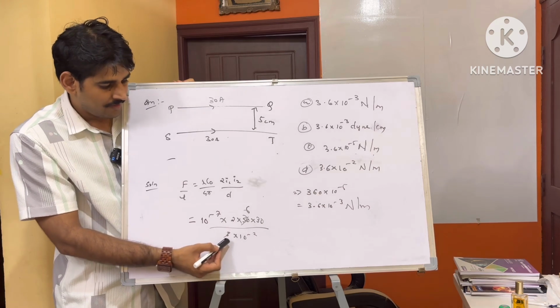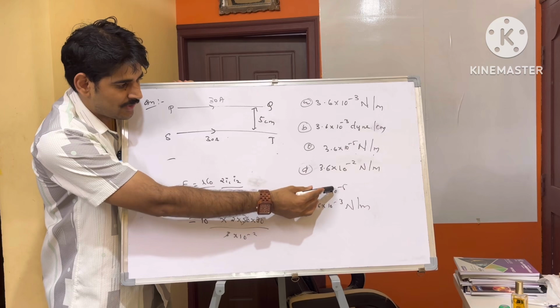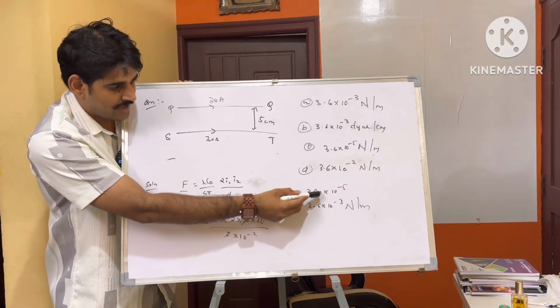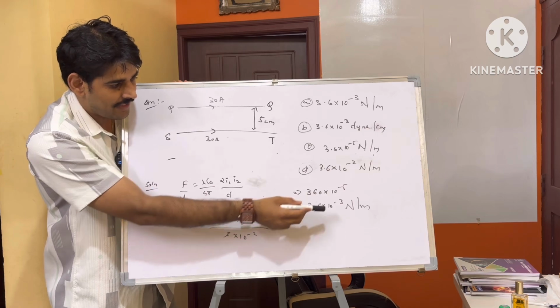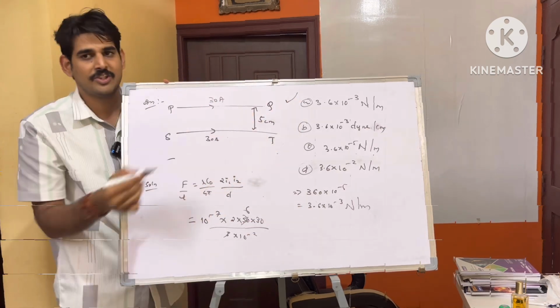5 ones are 5, 5 sixes are 30. So upon calculating, we will have 360 into 10 raised to minus 5. Since we have the options in 3.6, moving the decimal two places, we will have the answer 3.6 into 10 to the power minus 3 Newton per meter, which is the first option and the right answer.